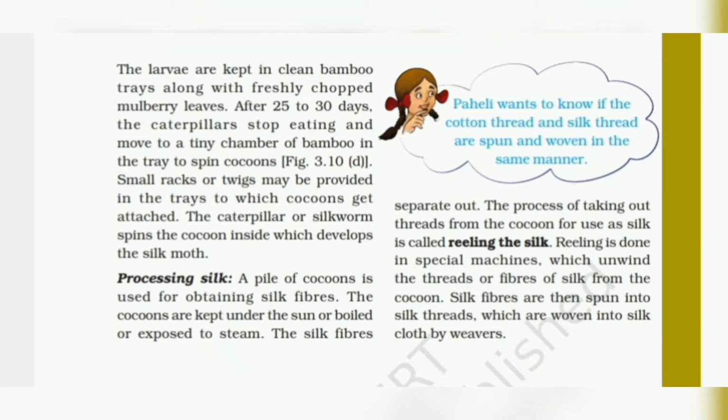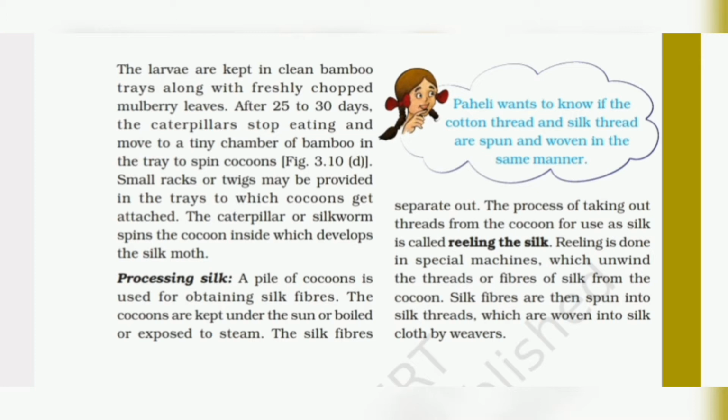Now in this video we are just continuing the previous topic. The larvae are kept in clean bamboo trays along with freshly chopped mulberry leaves. After 25 to 30 days the caterpillars stop eating and move to a tiny chamber of bamboo in the tray to spin cocoons. Shown in figure 3.10d, small racks or twigs may be provided in the trays to which cocoons get attached. The caterpillar or silkworm spins the cocoon inside which develops the silk moth.